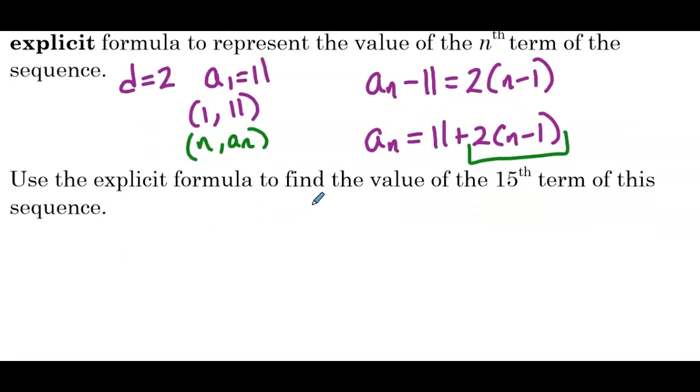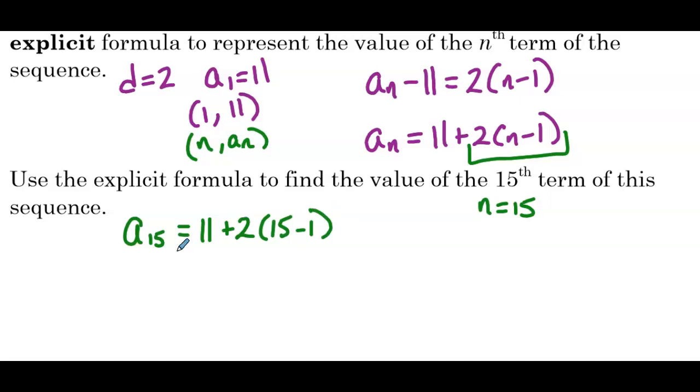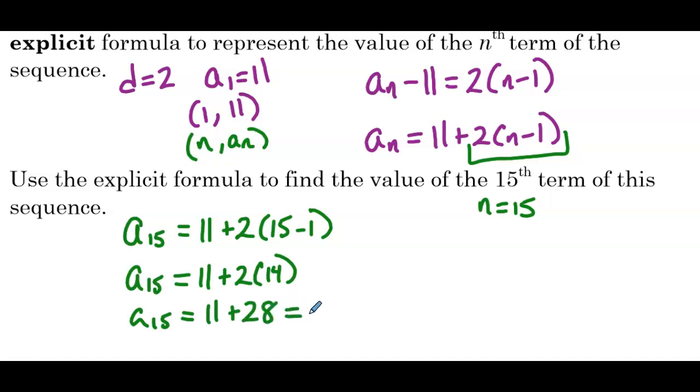So use the explicit formula to find the value of the 15th term. So that means n equals 15. So we're going to plug 15 in for n in our formula. So a sub 15 equals 11 plus 2 times 15 minus 1. So a sub 15 is 11 plus 2 times 14. So a sub 15 is 11 plus 28, which is equal to 39. So the 15th term of the sequence is 39. And it's as simple as that. Plug in n equals 15, we get the 15th term.